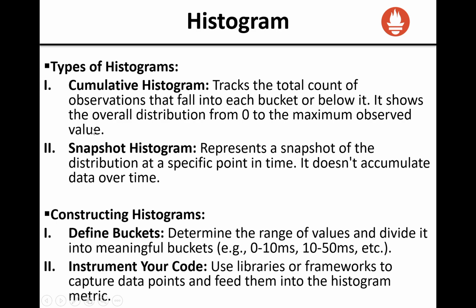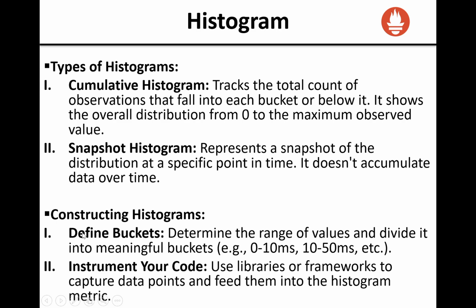There are two types of histograms. First one is cumulative histogram, and second one is snapshot histogram. In the cumulative histogram, it tracks the total count of observations that fall into each bucket or below it. It shows the overall distribution from 0 to the maximum observed value. The second type is snapshot histogram. It represents a snapshot of the distribution at a specific point in time. It doesn't accumulate data over time.